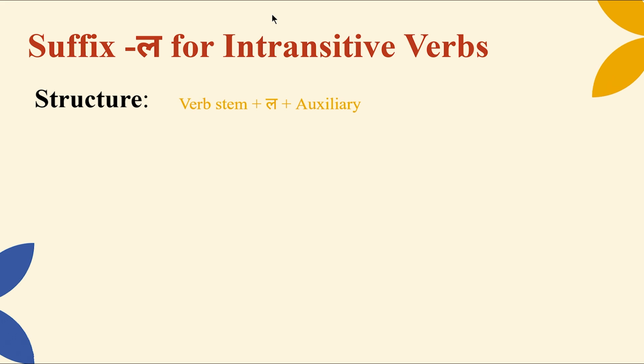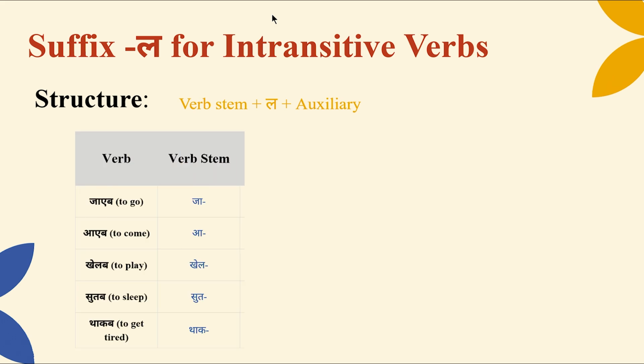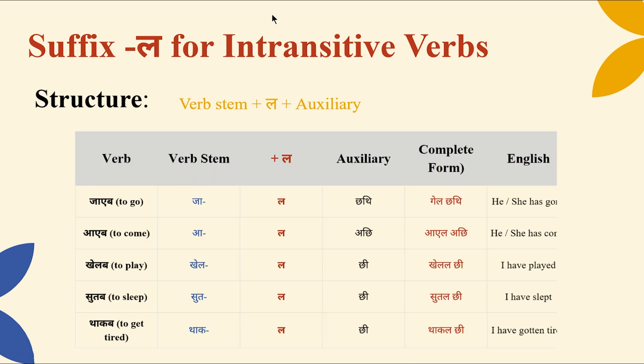Similarly, for the suffix la, for intransitive verbs, the structure is verb stem plus la plus auxiliary. So something like jab, which means to go, and which has the verb stem ja, will become gale. Okay, so here there's a slight change in the pronunciation, it becomes gale chhati. Something like aab will become ail chhi, he, she has come. Then something like khel, which means to play, will become khelal chi, I have played.